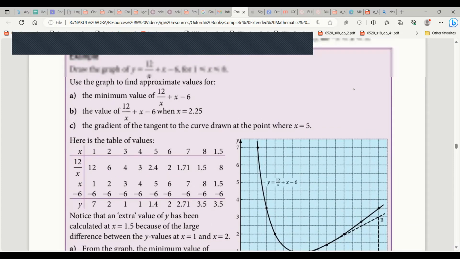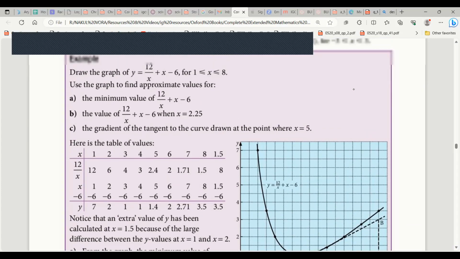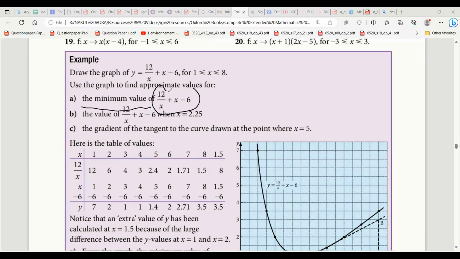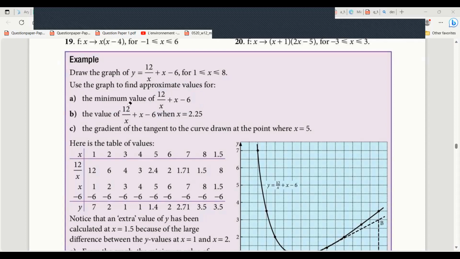So now this is the beauty of plotting the curves. A lot of times you will have to plot curves for a lot of relationships. When you plot these relationships, you have to find out the minimum value and the maximum value. So they're asking you to find the minimum value of this curve. What is the minimum value? You have to find out. Then they're also asking you to find the value of 12/x + x - 6 when x is equal to 2.25.